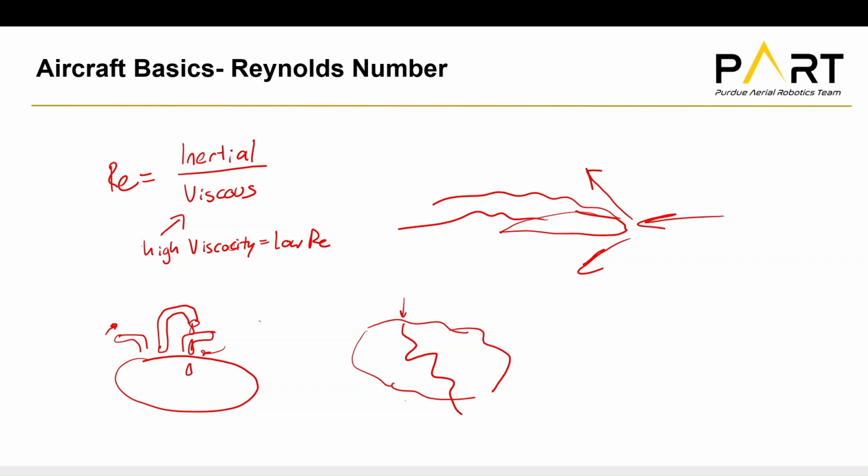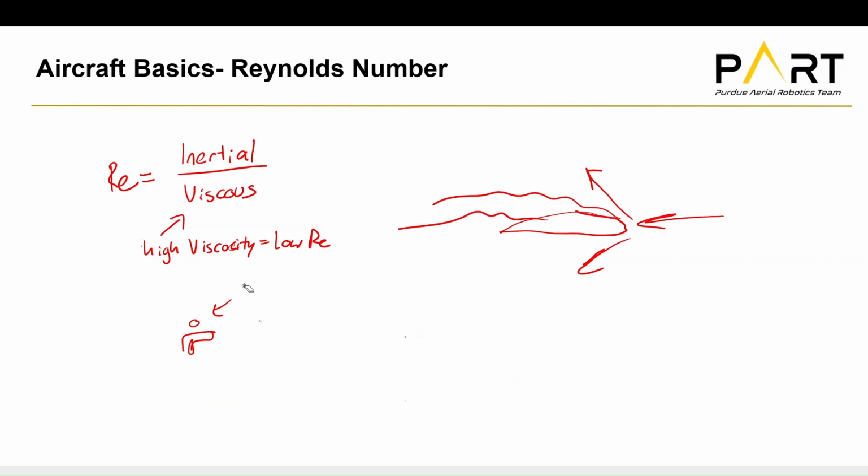Again, back to the sink idea, you could crank open this faucet like this, and you'd have higher Reynolds number flow coming out of it, really turbulent flow. So that's one way to look at it.